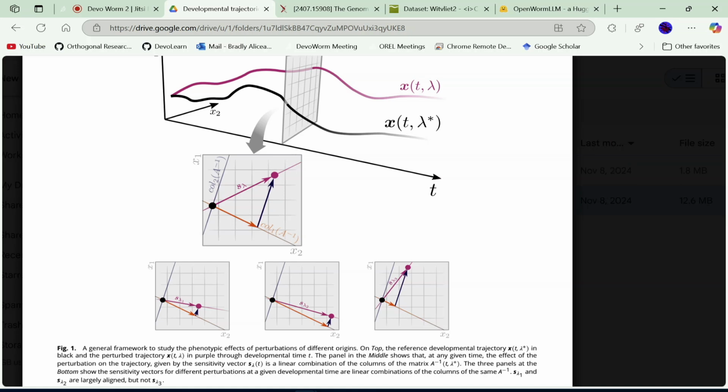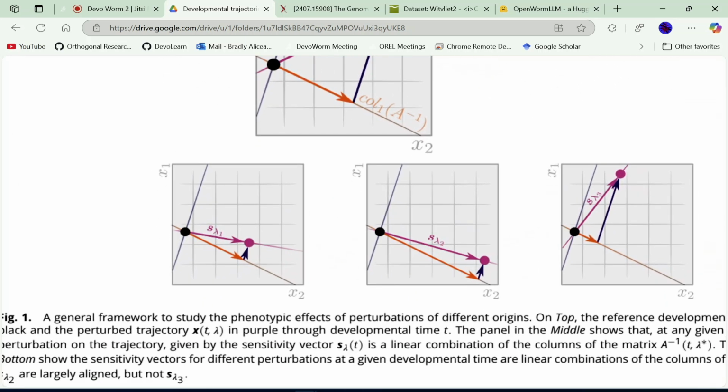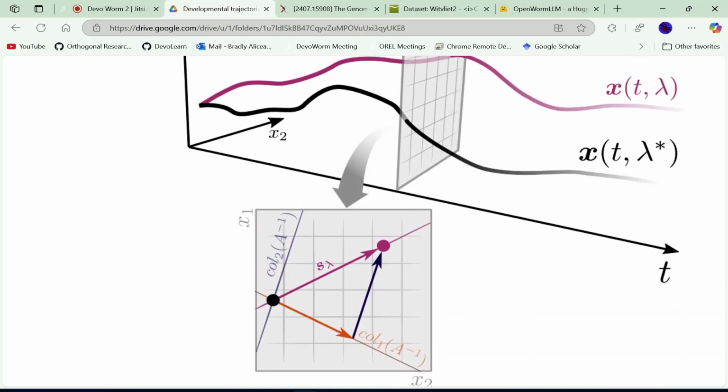So the three panels at the bottom show the sensitivity vectors for different perturbations at a given developmental time, and these are linear combinations of the columns of the same matrix. So S1 and S2, which are these two, are largely aligned, but S3 is not. If we zoom in, you can see these two are largely aligned, and this one is not. So you can see this intersection of these different trajectories showing the forcing mechanism and showing how they operate at that time slice.